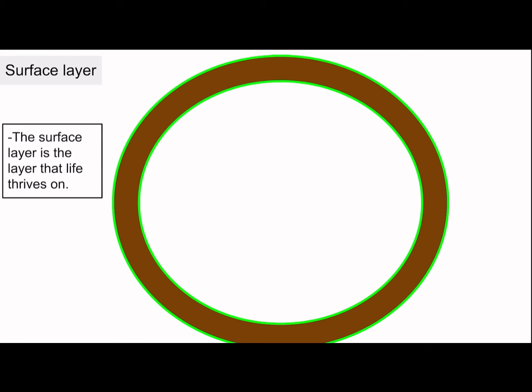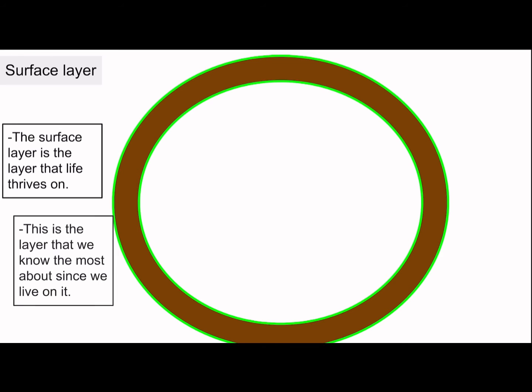Okay, so the first layer is this layer right here, which scientists refer to as the crust or the surface layer. Now, the surface layer is the layer that all life thrives on. Well, most life. And it is the layer that we know most about just because we live on it.